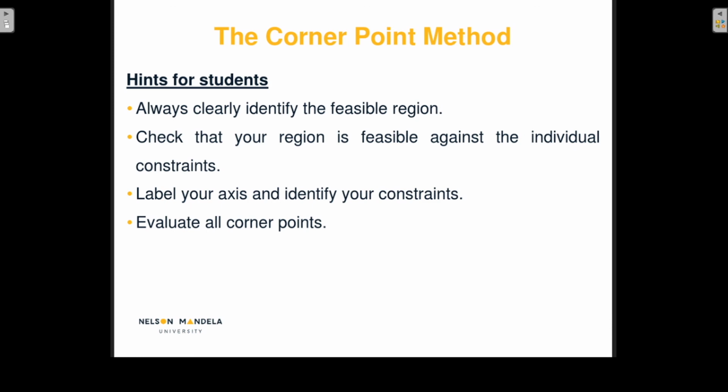Okay, just a few hints. Always clearly identify the feasible region and make sure that your feasible region is indeed correct by substituting any value within the feasible region into all your constraints and making sure that those constraints are satisfied. It is much easier if you label your axes and your constraints clearly in your feasible region. That will help you to identify your corner points and to evaluate your corner points so that you can find your optimal solution.